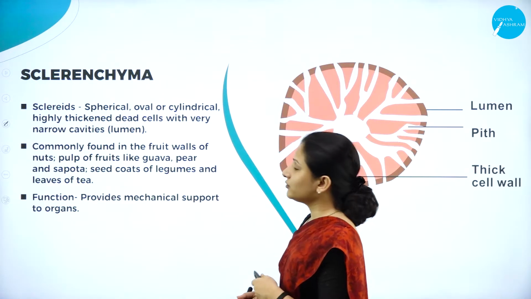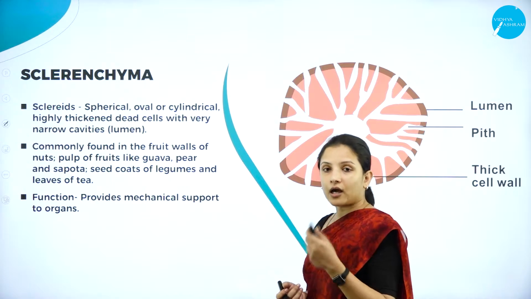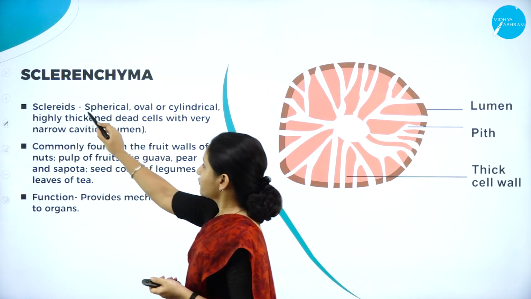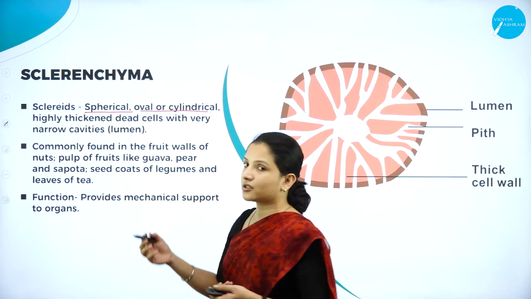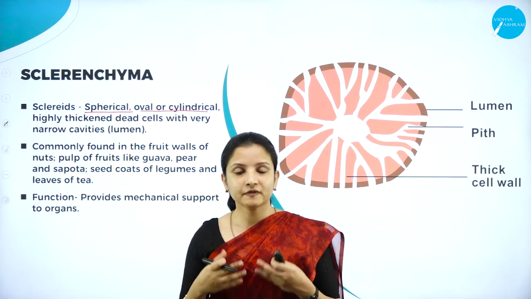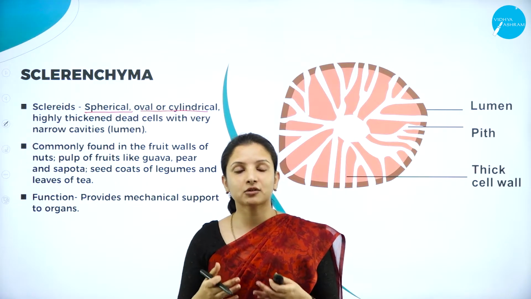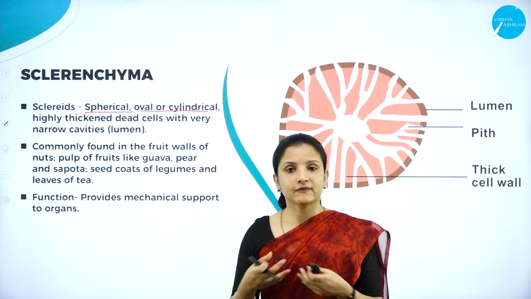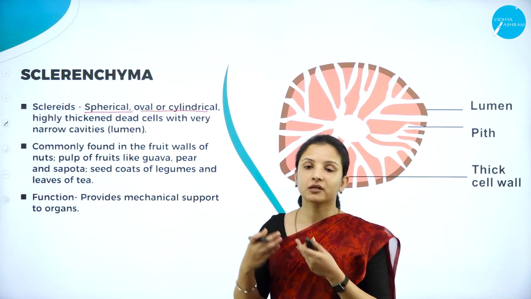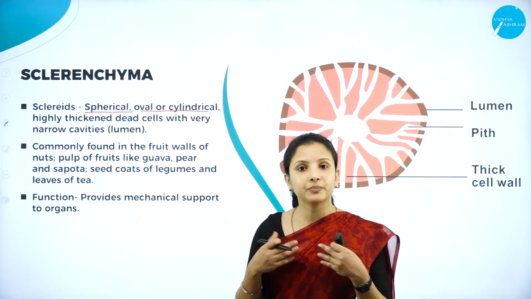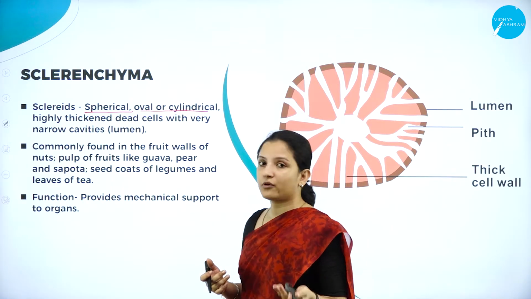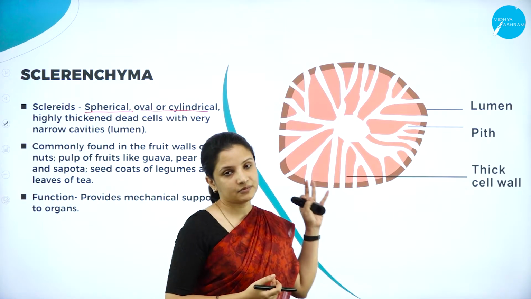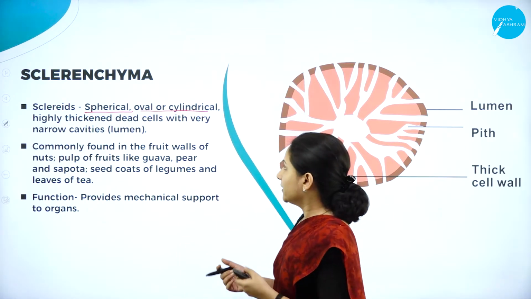Next, moving on to the sclerites, which are another form of sclerenchyma apart from the fibers. Sclerites are usually spherical, oval or cylindrical. What did I tell you? The types of sclerenchyma cells are based on the shape of the cell. Earlier the fibers were narrow and elongated, having pointed ends. But when I talk about sclerites, it is a completely different shape, the opposite shape of the fiber. They are spherical, they are oval, and sometimes they can be cylindrical as well.